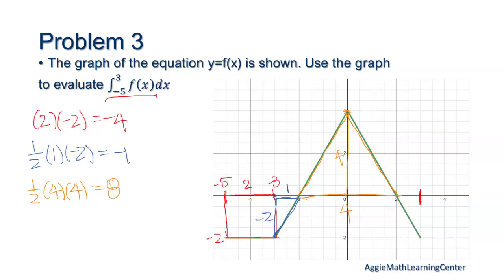And then we'll look at this last portion of the graph, which has that triangle, which is the same as the other triangle. 1/2, 1 times -2, which equals -1. So now that we have all the areas of the individual parts of our graph, we can just add them all together. So we'll get 8 minus 1 minus 1 minus 4, which gives us 2.